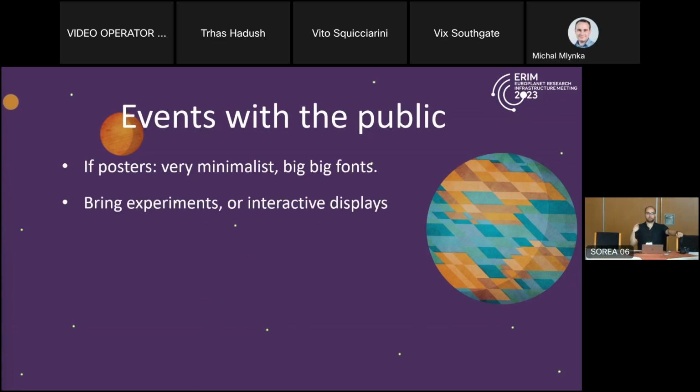I personally advise also bringing experiments or interactive displays. It doesn't need to be very fancy or super polished. Usually if it's interactive, people are already happy if they can better understand how something works. For example, if you have a table with a circle of stretchy fabric to show gravity, they are super happy, even if it's very basic stuff. They are super happy to be able to better understand some physical concept.